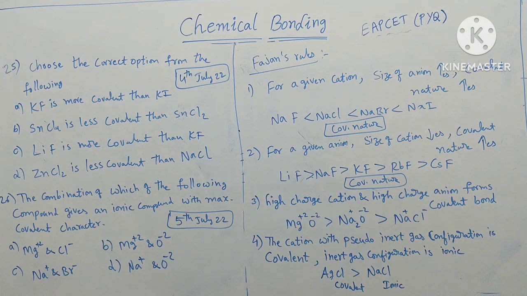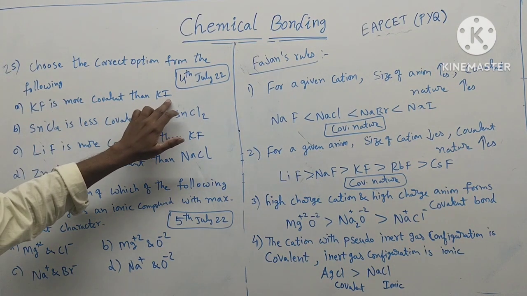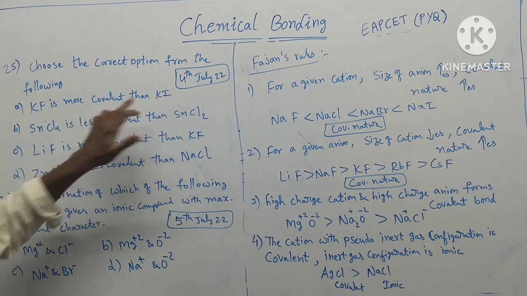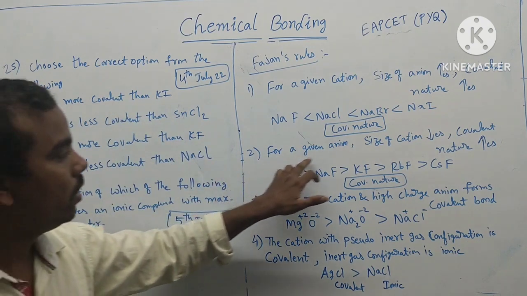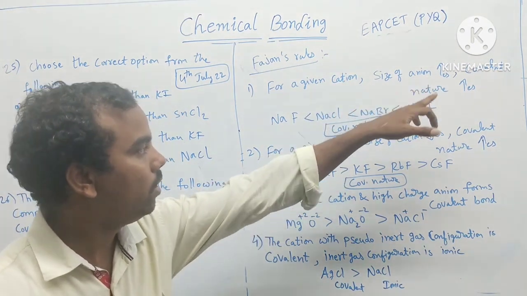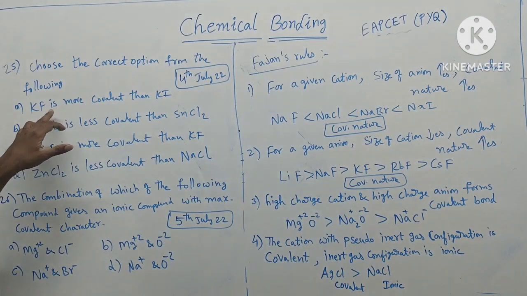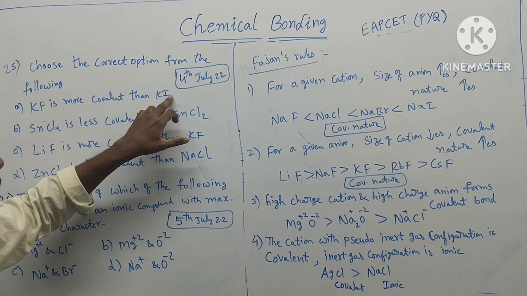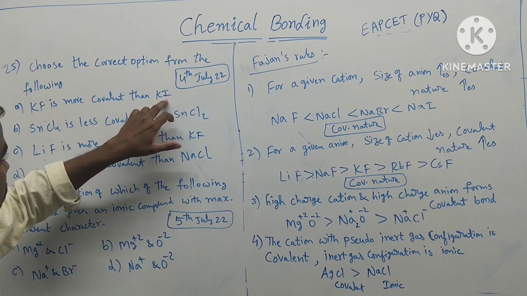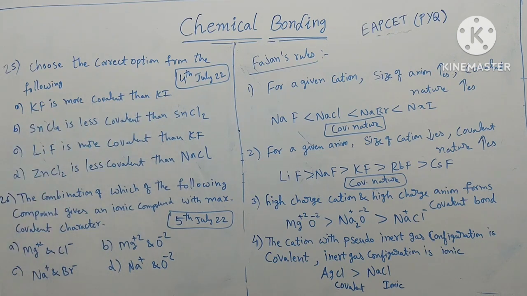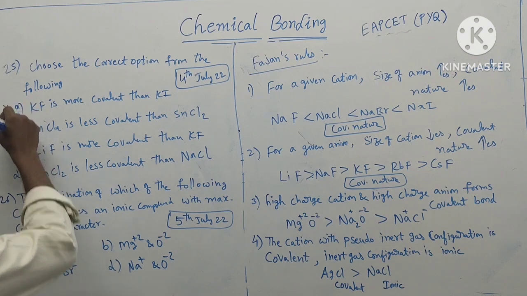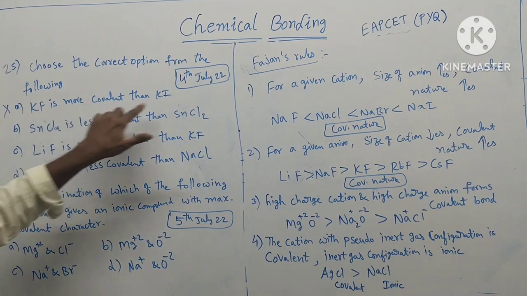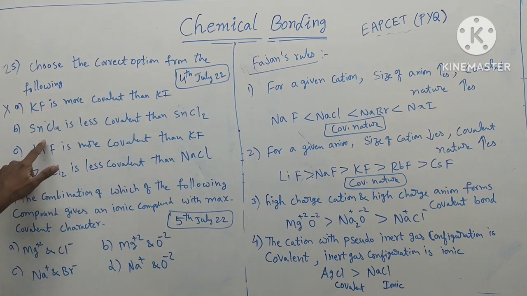Based on this, the first option: KF is more covalent than KI. For a given cation constant, as the size of anion increases, covalent nature increases. So KI is more covalent, KF is less covalent. So the first one is wrong, because KF is ionic, KI is covalent.